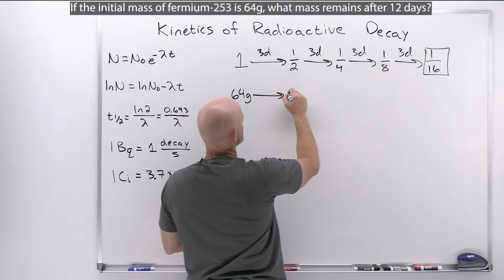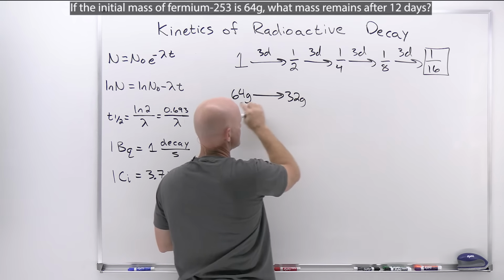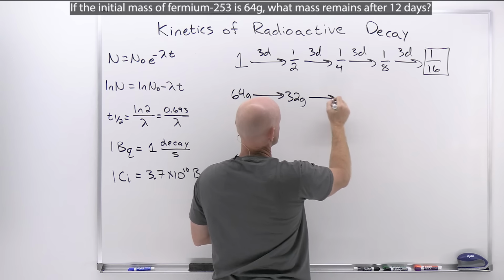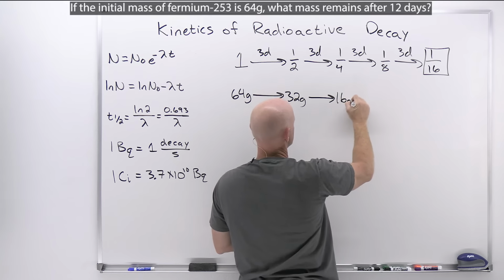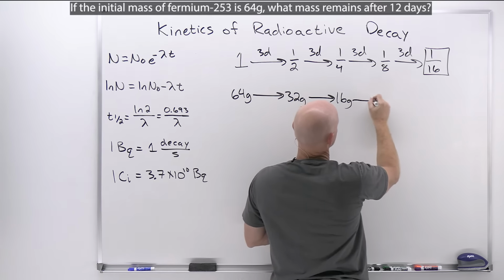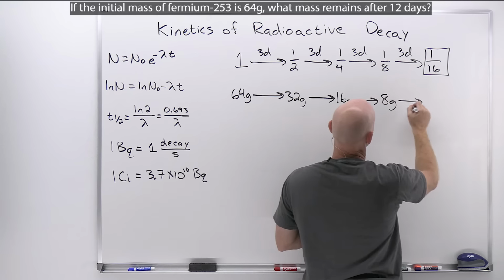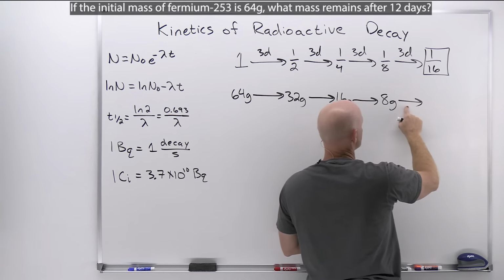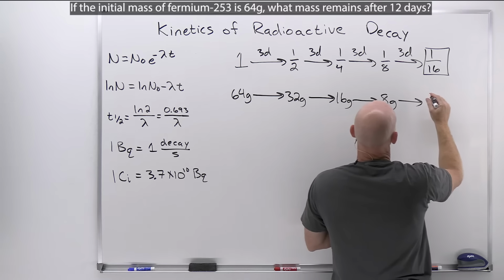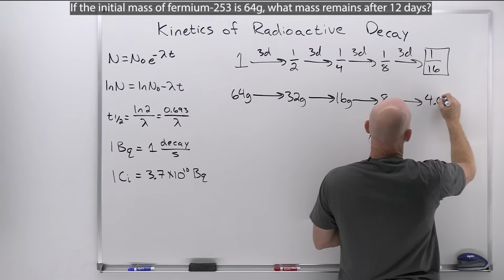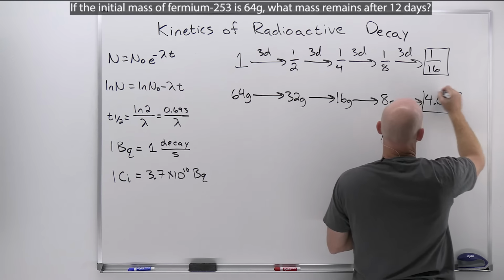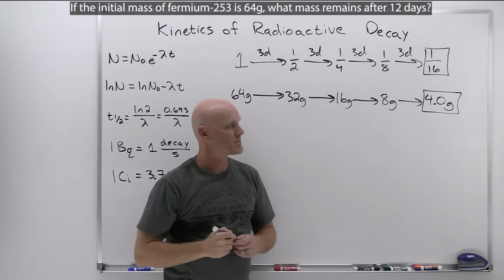After the first 3 days, we're down to 32 grams, just cut in half. After the next 3 days, a total of 6 days, we're down to 16 grams, cut it in half again. After another 3 days, a total of 9 days, cut it in half again, we're down to 8 grams. And then finally, after the final 3 days, a total of 12 days, we're cutting that in half again and making it 4.0 grams if I want 2 sig figs to be consistent with the problem.